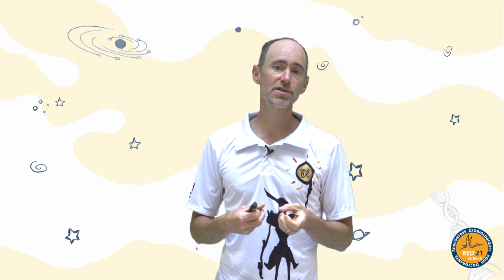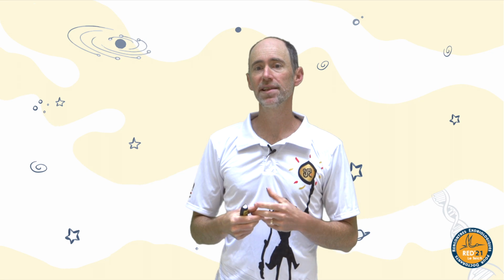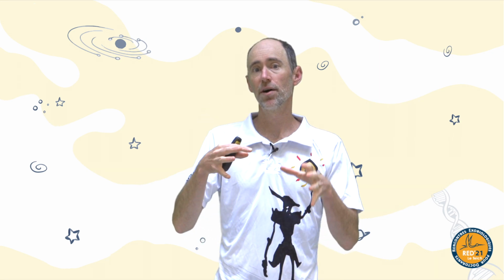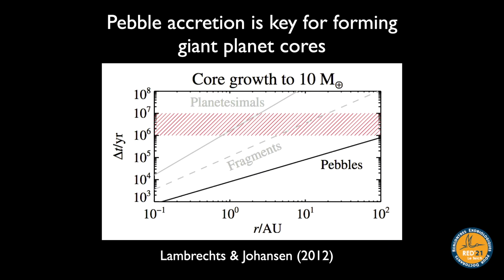Where this matters is especially for the giant planets. We think this is a key process for how the cores of the giant planets form, and we'll talk more about the details of that later. But what you can see is that this plot shows how long it takes, with some simple assumptions, for a large core, something like the 10 or so Earth-mass core of Jupiter, to form at different distances from the sun. The key point is that it takes a lot more time to form a core out of planetesimals than out of pebbles.